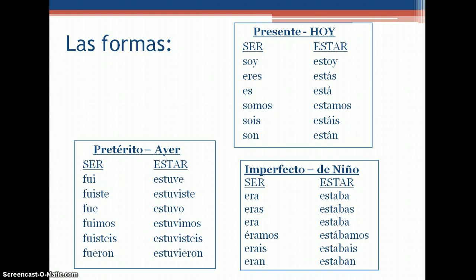Make sure that you are also noting where there are accents in each of these different forms. Present and imperfect have accents. Preterite has no accents. Again, be sure that you are stopping to take notes as you need to.